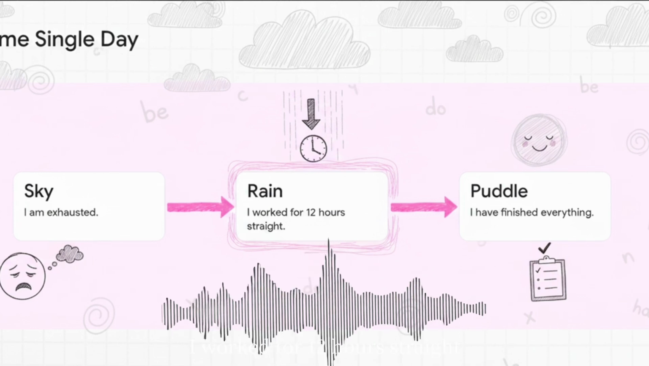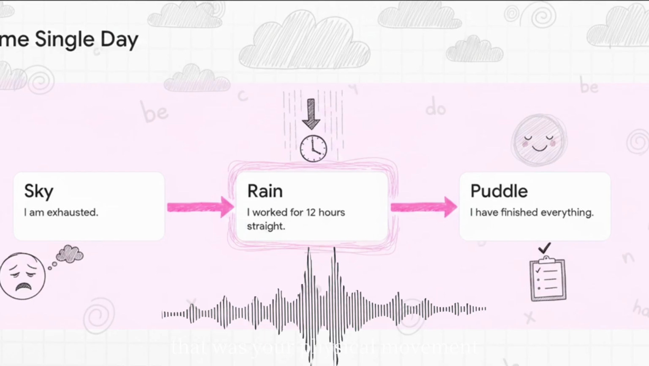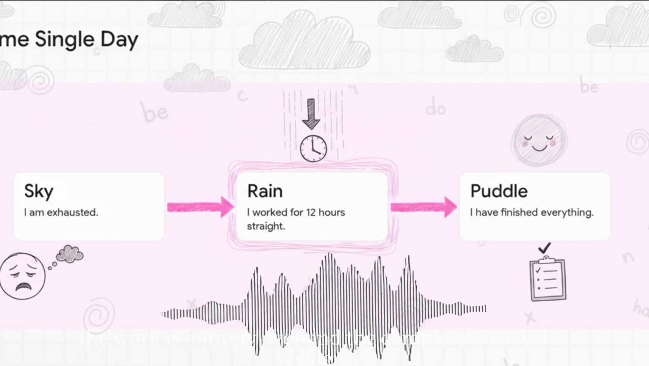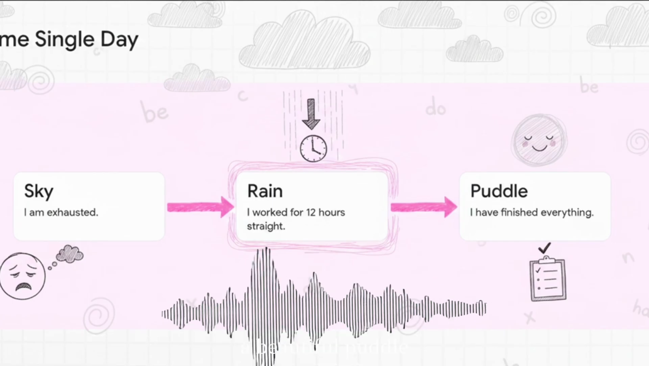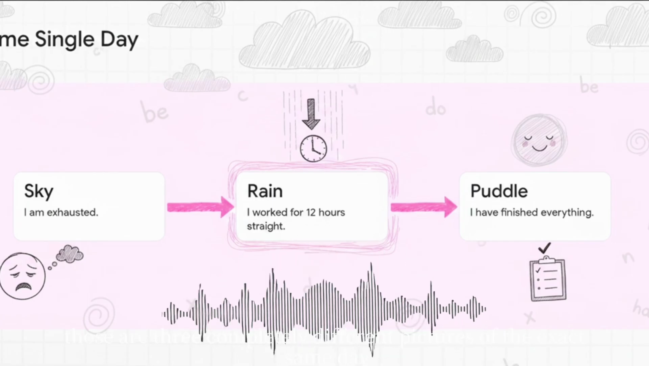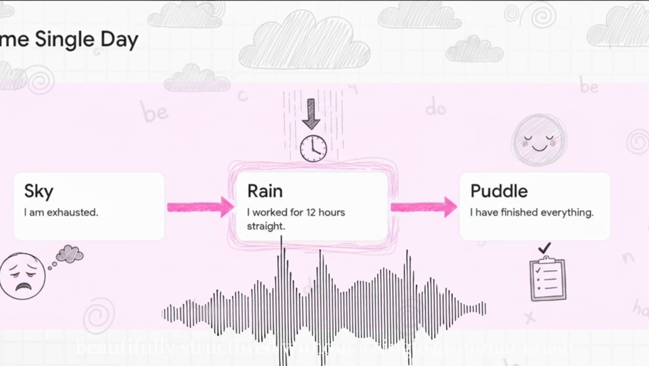Step 2. I worked for 12 hours straight. That was your physical movement, real rain. And step 3. I have finished everything. The work is entirely over and the completed list is the evidence, a beautiful puddle. Those are 3 completely different pictures of the exact same day, beautifully structured without a single grammar crash.